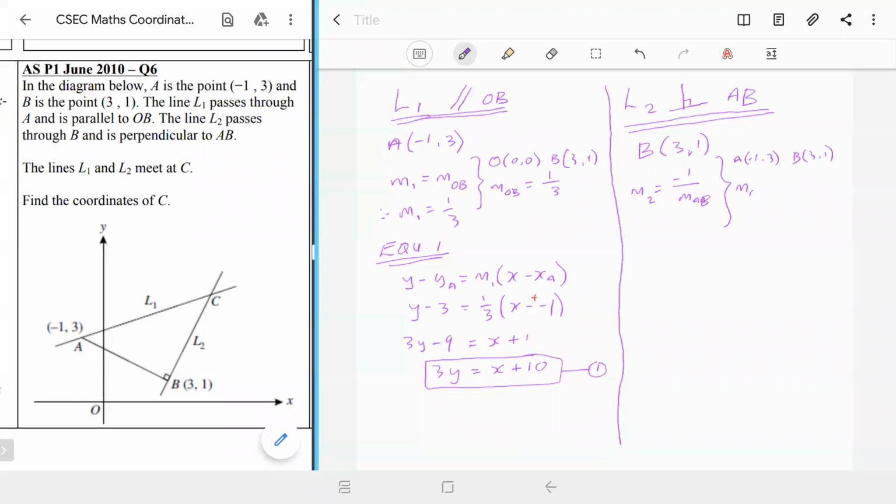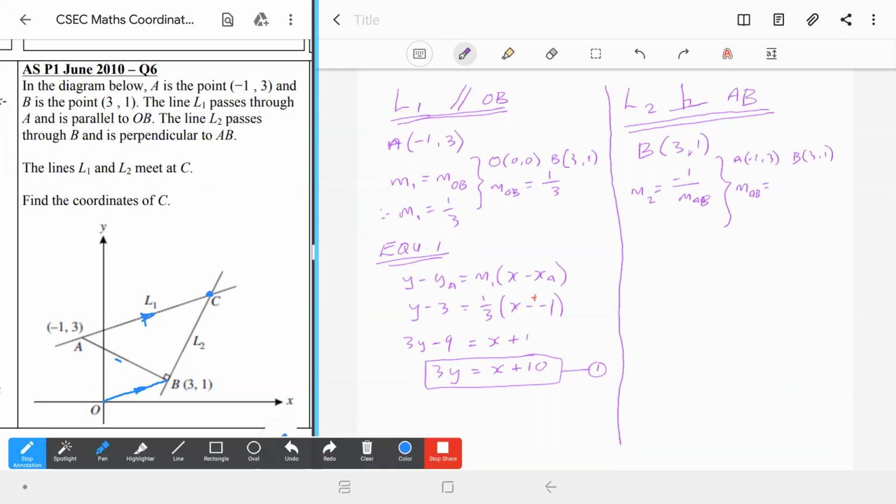The gradient of AB is the difference in y over the difference in x. Let's say we're doing this point minus this point. Look at AB. AB is supposed to have a negative gradient, right? You can see AB is sloping downwards. All along AB you're going down, so AB has a negative gradient. And if you look at line 2, it is sloping upwards, so L2 will have a positive gradient when you flip it and change the sign.